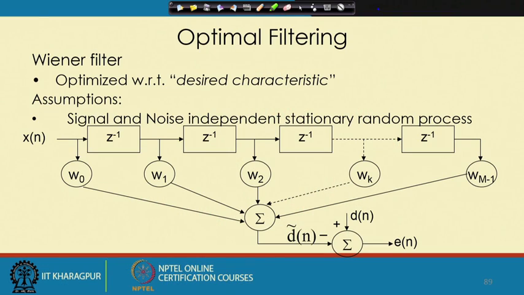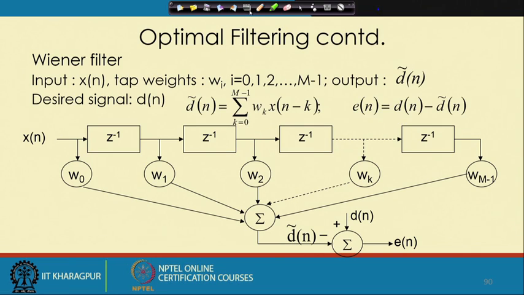Good morning. Today we will start with optimal filtering, and first we need to realize that when we talk about optimal filtering, the technique we will use is the Wiener filter. The point of it is that it is optimized with respect to a desired characteristic. So, first we should try to understand what we mean by the optimal characteristics.